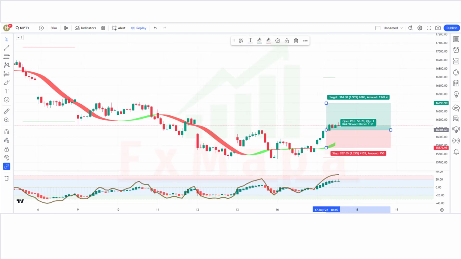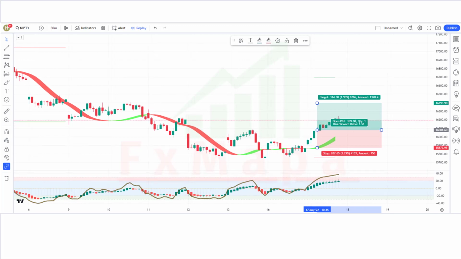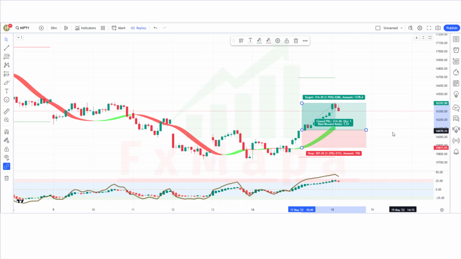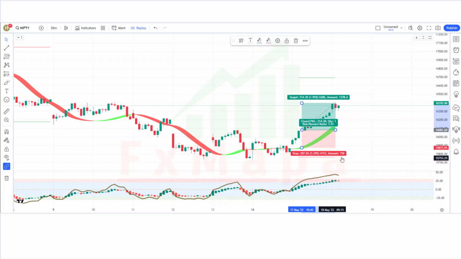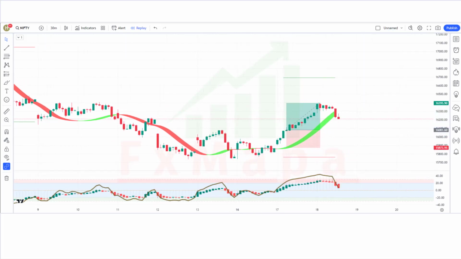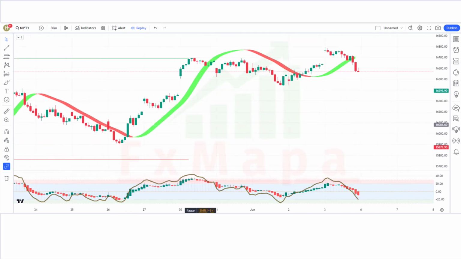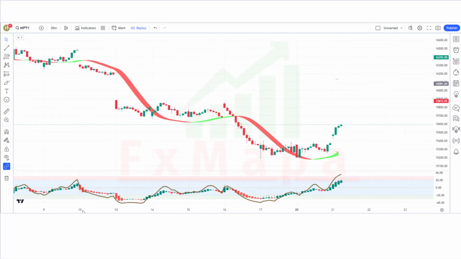Let's see what happens to our trade. Our trade is running in profit. We have won the trade. Wait for the next signal. We have got the signal.